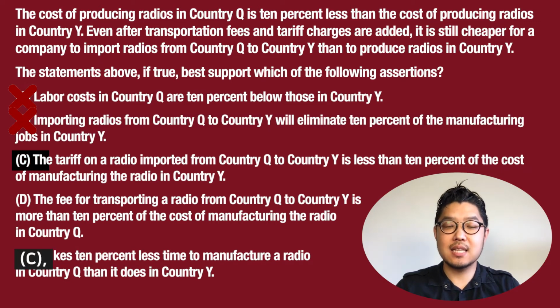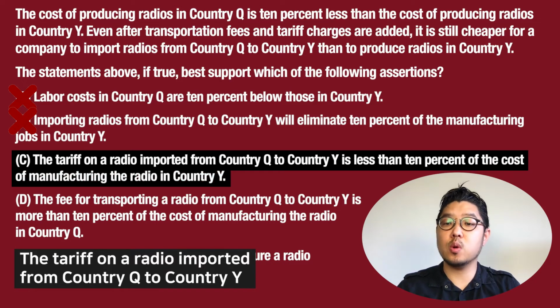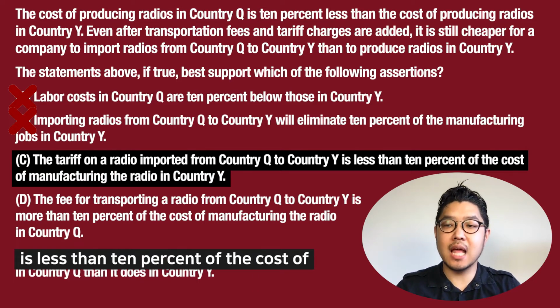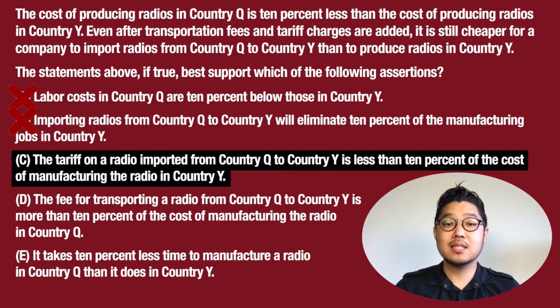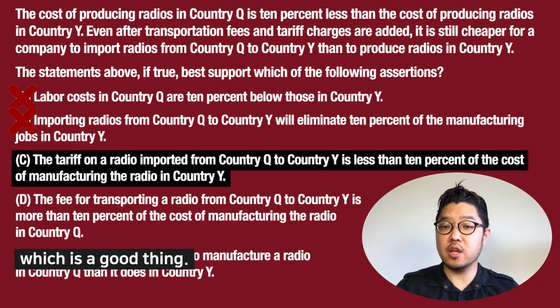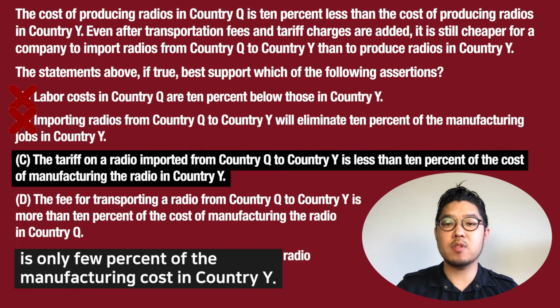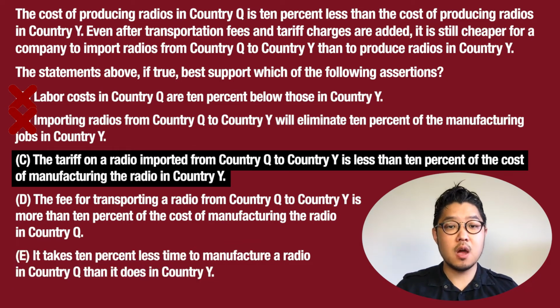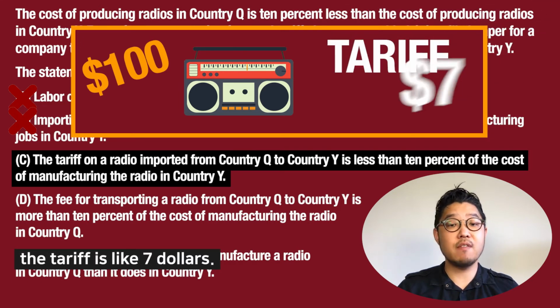Eliminate B. C. The tariff on a radio imported from country Q to country Y is less than 10% of the cost of manufacturing the radio in country Y. C talked about the tariff, which is a good thing. C states that the tariff on the import of radios to country Y is only a few percent of the manufacturing cost in country Y. The tariff is very cheap. For example, if it costs $100 to produce a radio in country Y, the tariff is like $7.